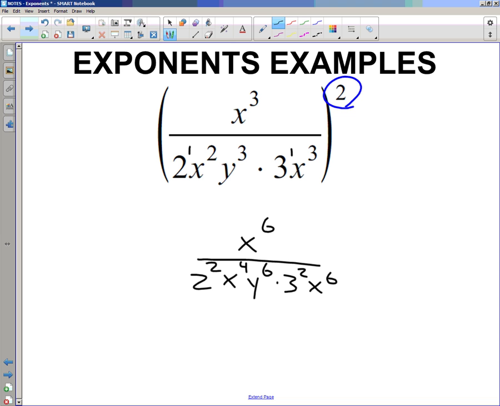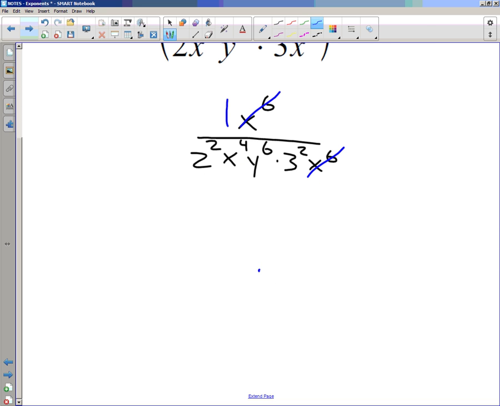Okay, from here, we've got several options for what we're going to do next. I do notice that I have an x to the sixth on the top and on the bottom. So we could, right now, just go ahead and cancel those. And we'd have nothing left on the top. Of course, we'd want to leave a 1 up there. And, well, let's just go ahead and bring this down to the next step. That simplifies it quite a bit. We've got 1 over 2 squared. You know what, I'm going to go ahead and call that 4. We've got x to the fourth and y to the sixth and 3 squared, which is 9.